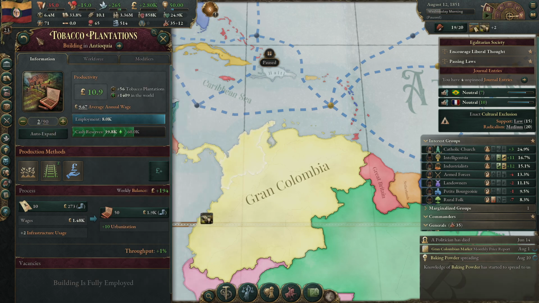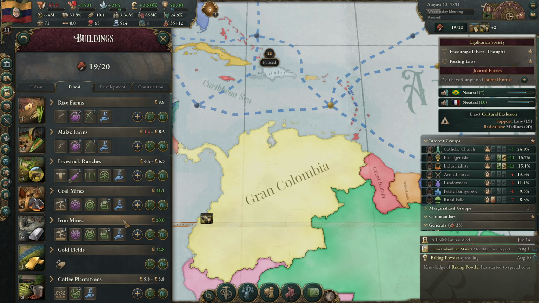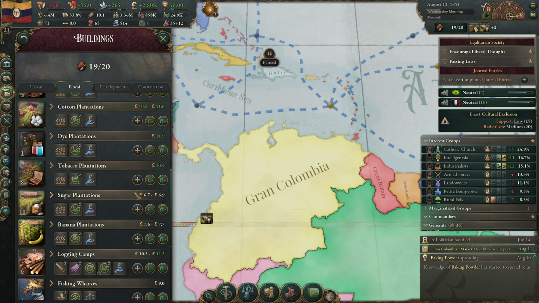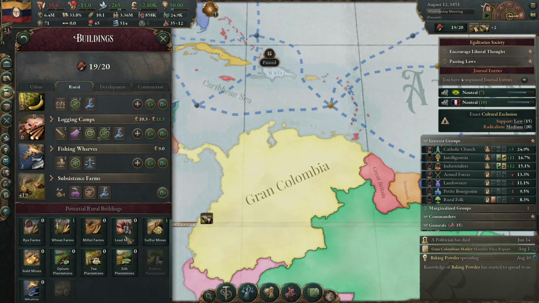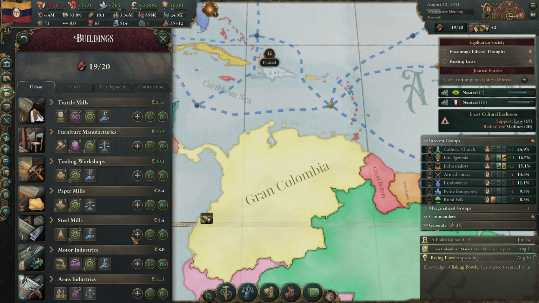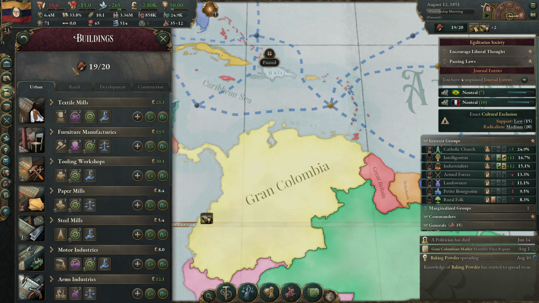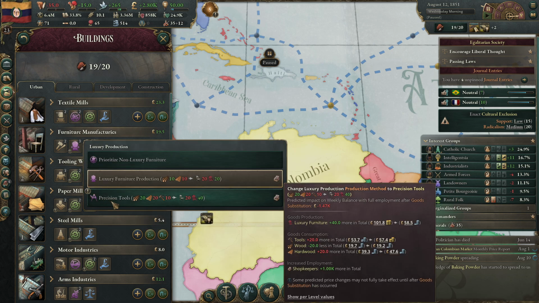Okay, I'm gonna put something else on. We have 1 gold field. Okay. Also really good. A lot of sugar plantations, we know that. Anything here that we can do? We still have the water tube boiler. We can put on precision tools.